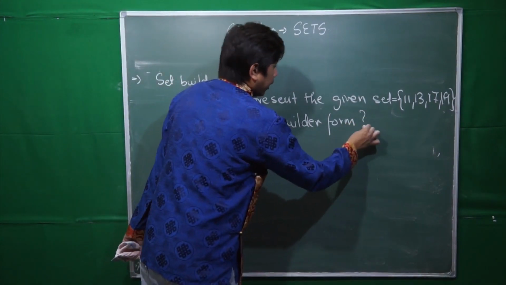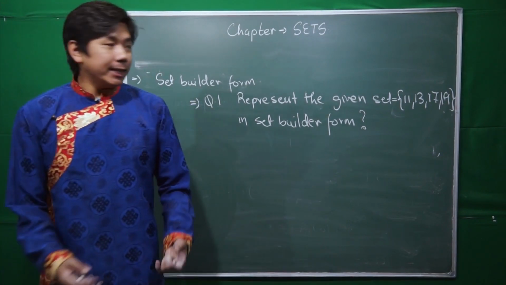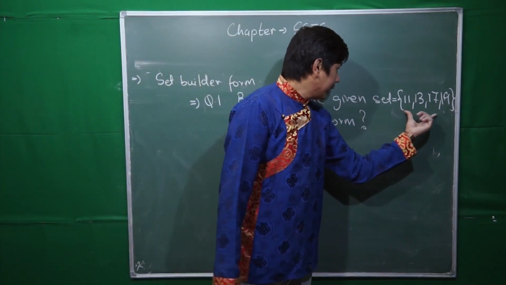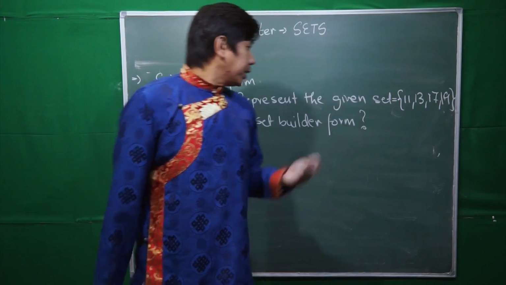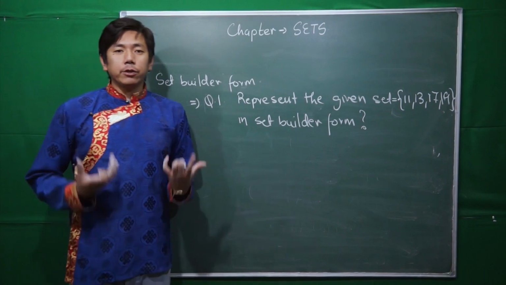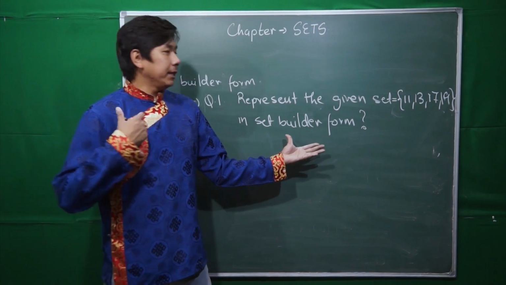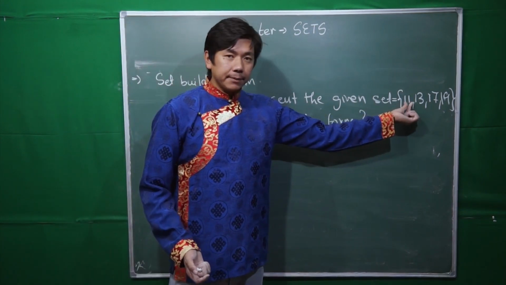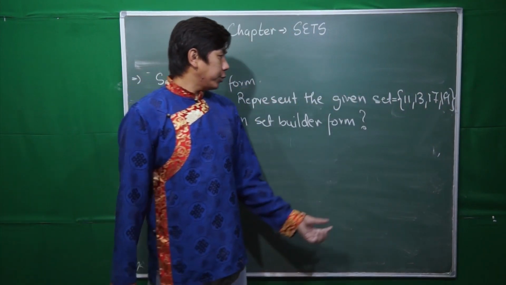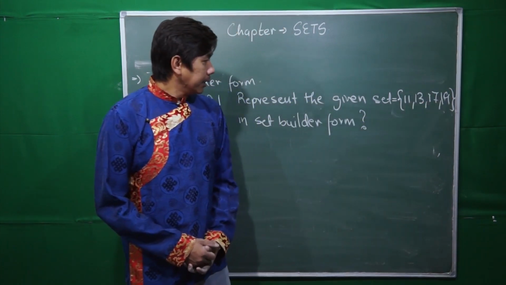Now we have a set over here that has elements 11, 13, 17, and 19 in the form we know as roster form. So this form has to be converted into set builder form. To convert a certain set into set builder form, we should know that there should be a certain nature to the elements of the set. For example, in this case, the underlying nature should be that these numbers are prime numbers.